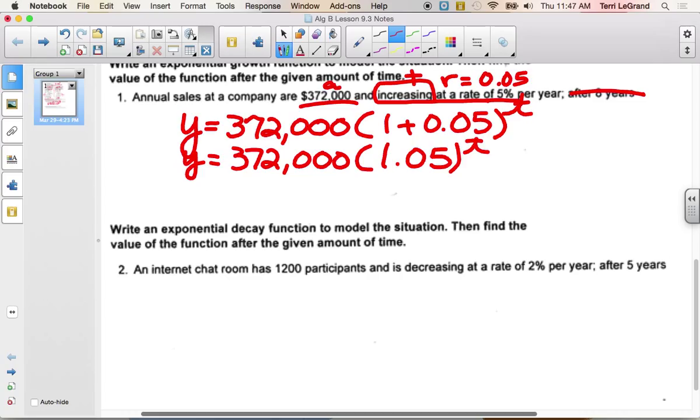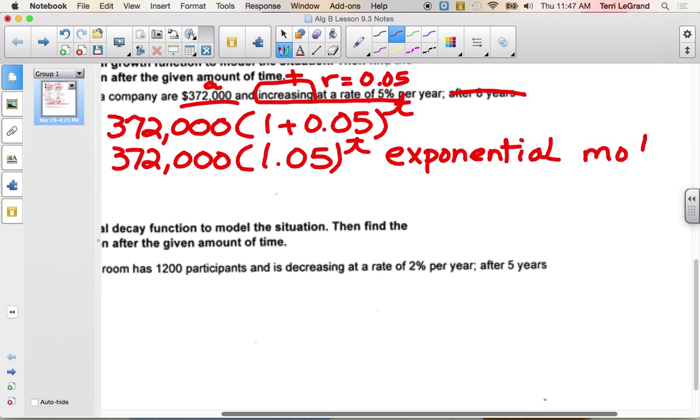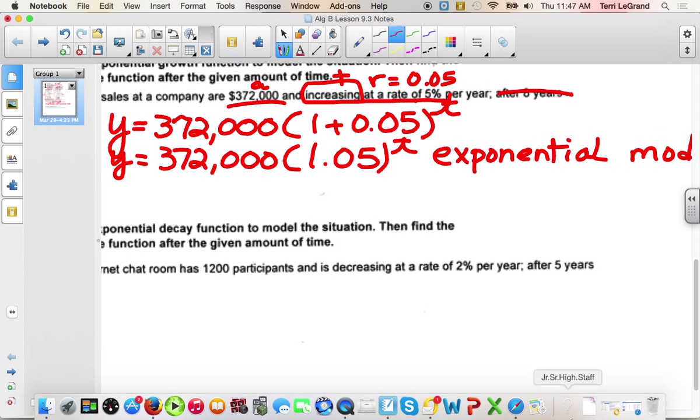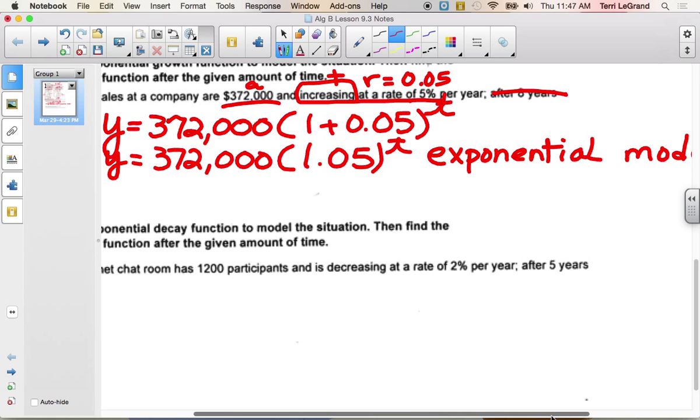Okay, this is the exponential model. So I want you to put an arrow by that, and I want you to write behind it, this is the exponential model for this situation. We just did that part of the directions. And that's where students get points taken off on the quiz, because when it says write an exponential model for this situation, in other words, it should work no matter what number of years you want to use it for. Okay? So here's the model.